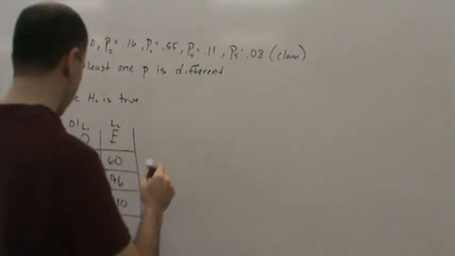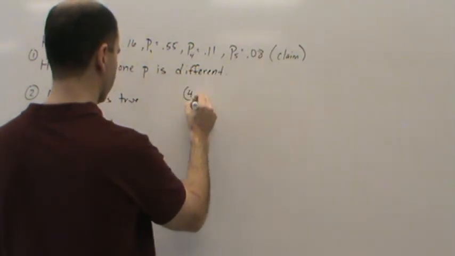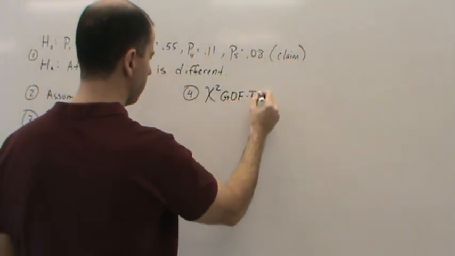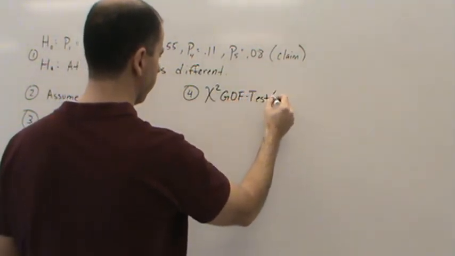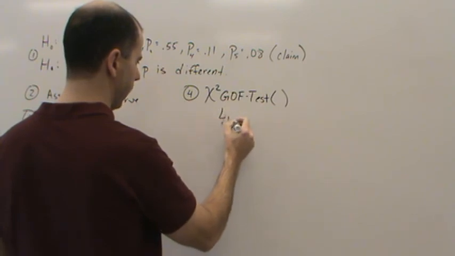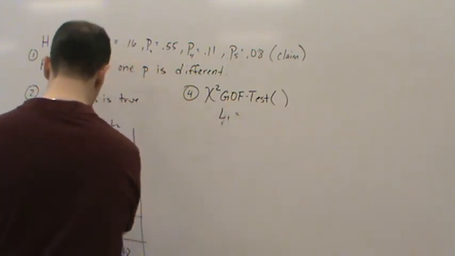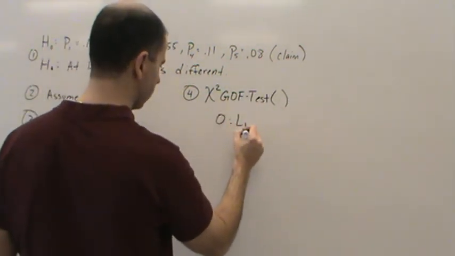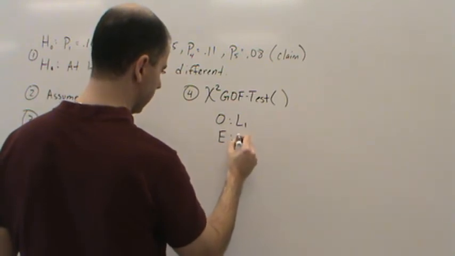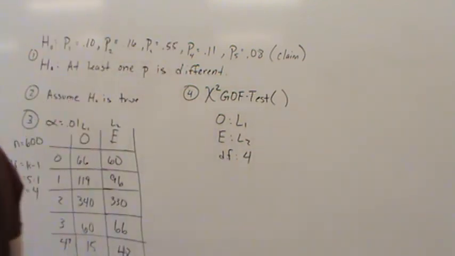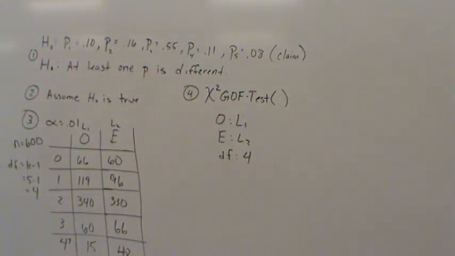Okay? So now here's what we're going to do. Now I'm going to go to step 4, and I'm going to use the chi-squared goodness of fit test. And so what I'm going to do is enter my observed values into L1, my expected values into L2, and then my degrees of freedom is 4. Okay? So I'm going to do that right now. You guys do the same.